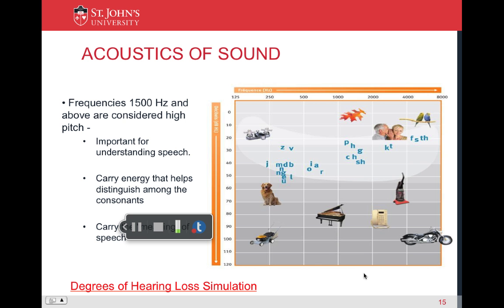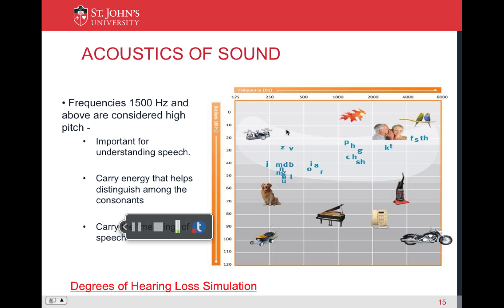So this is an audiogram. This is a figure that we use to measure hearing loss. These are some common sounds: a faucet dripping, leaves, people whispering. Here are the phonemes of our language. We have very, very high frequency sounds like F, S, and TH, and we have sounds that are lower frequency with more energy. Normal hearing people hear at 20 decibels and better.